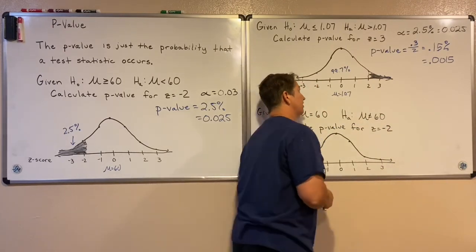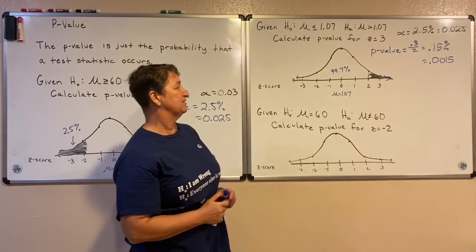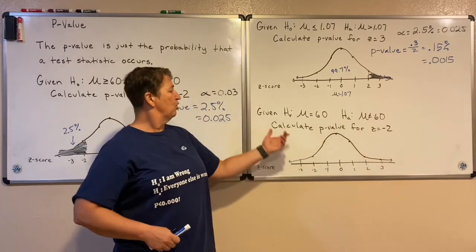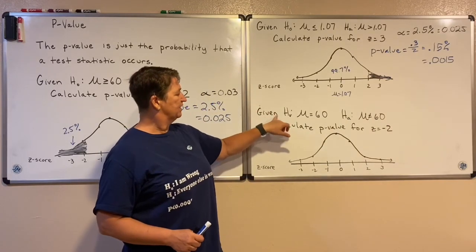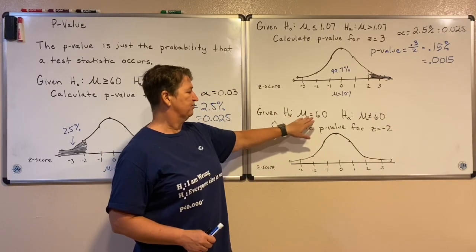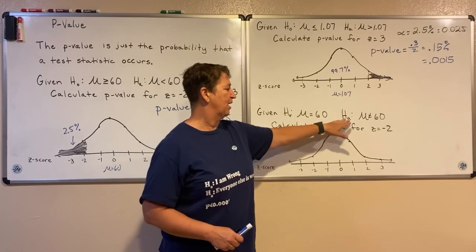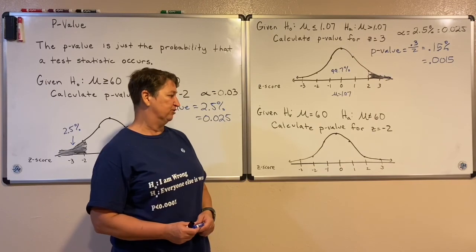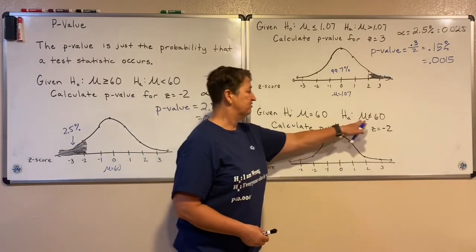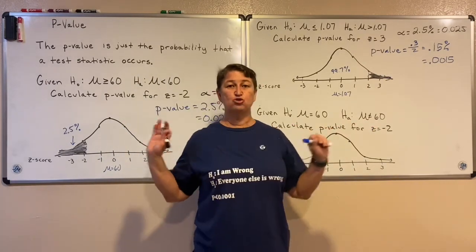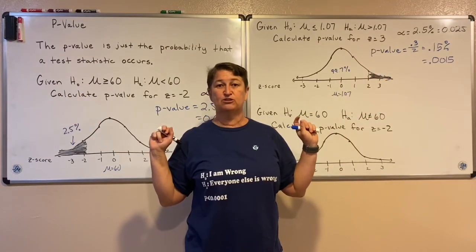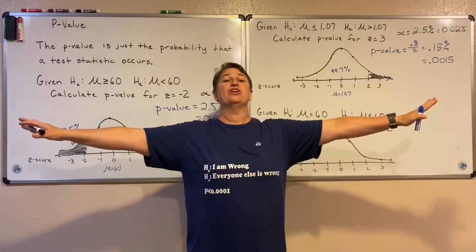So there's the p-value for my z-score being 3 when I'm performing a right tail test. What about in this last one? Given I have the null hypothesis, the mean is 60, and my alternative hypothesis, the mean is not equal to 60. So this tells me that I'm going to be performing a two-tail test. So when I'm looking this time, I'm looking for it to be as extreme on both ends.